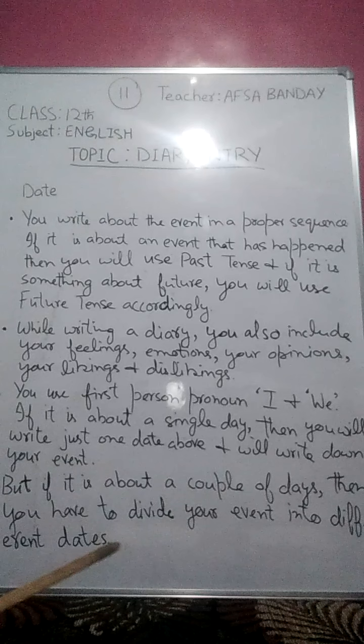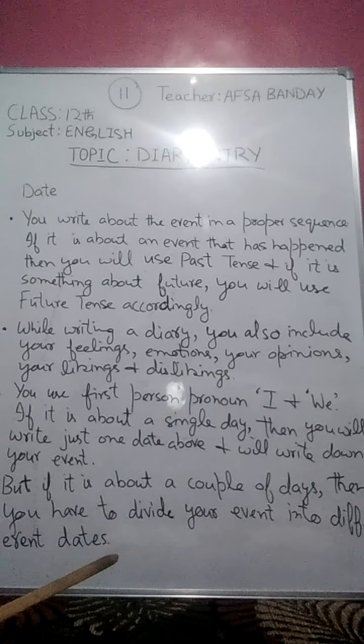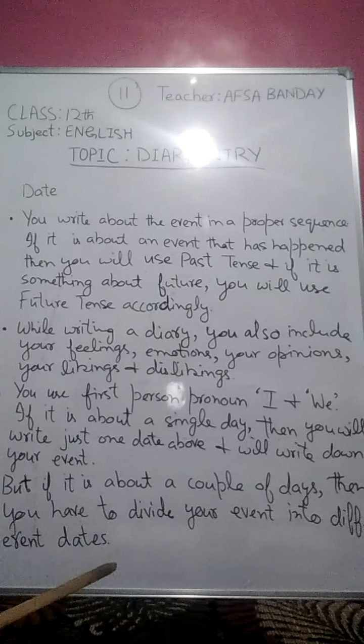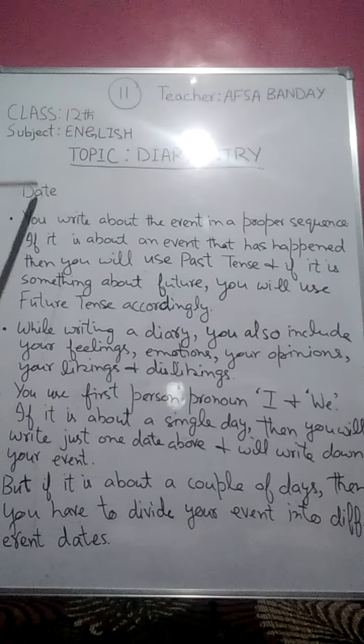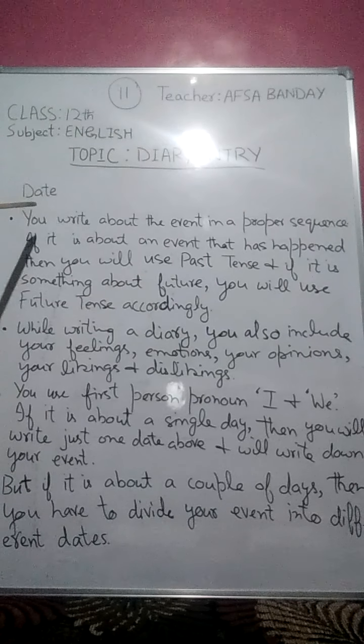As you know, a diary is a notebook for keeping a daily record of events, etc., or for noting future engagements. So, how to write a diary? First, you will start with the date on the left side, and keeping a gap of one line, you will write the time. That is optional. That means if you want to write down the time as well, you can write it. But if you want to skip it, you can skip it.